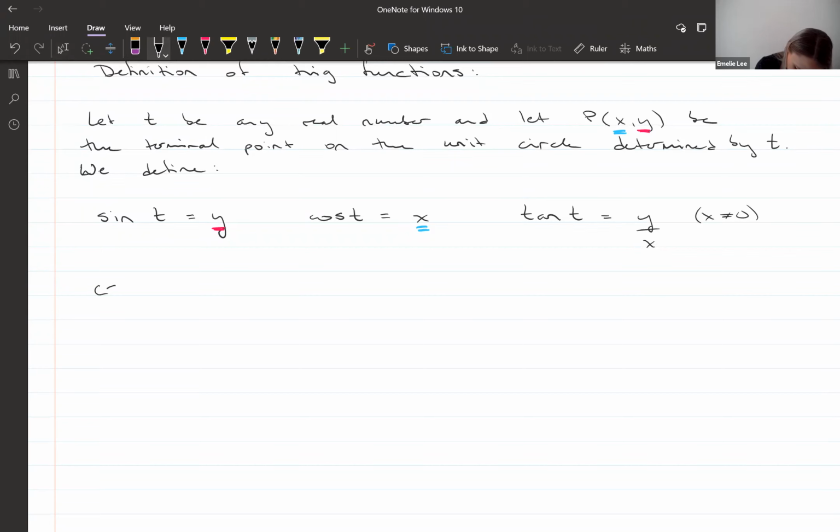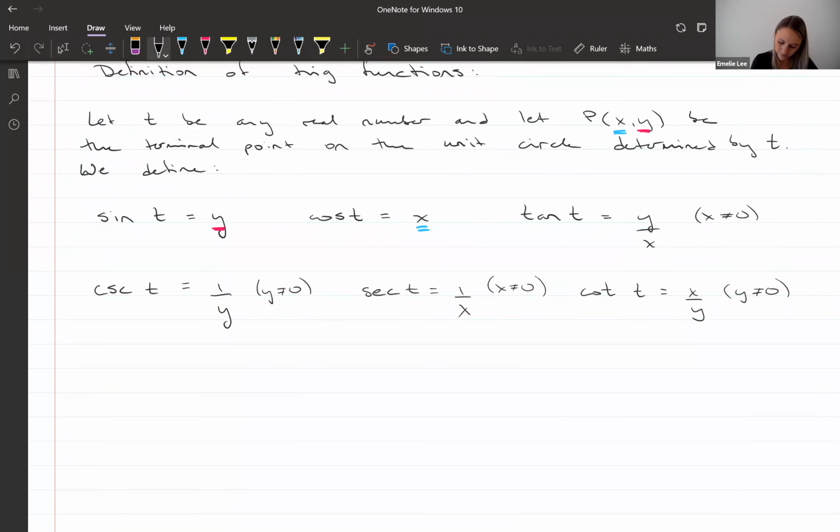The other two, cosecant of t is 1 over y, as long as y is not equal to 0. Secant of t is 1 over x, as long as x is not equal to 0. Cotangent of t is x over y, as long as y is not equal to 0. So notice that there are 2 functions where x can't be 0, and there are 2 functions where y can't be 0. So they'll have the same domains.